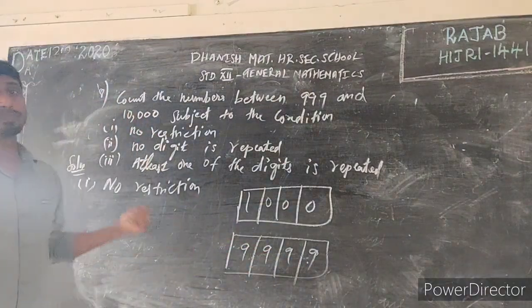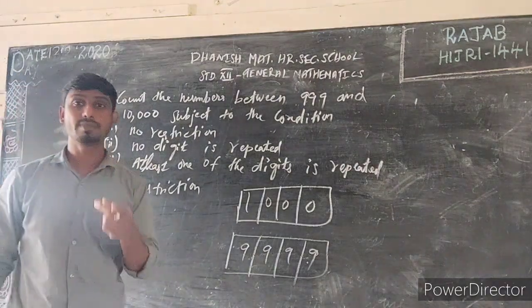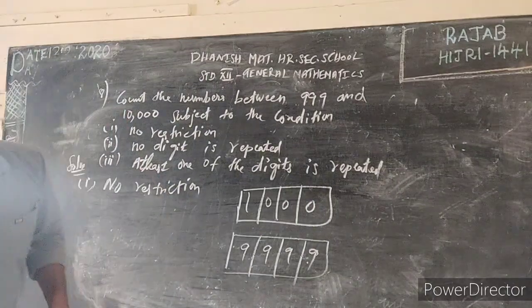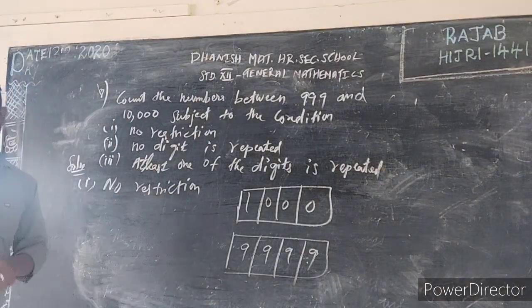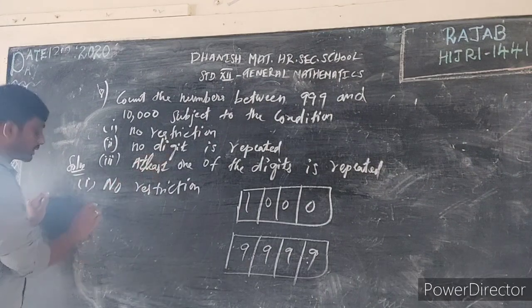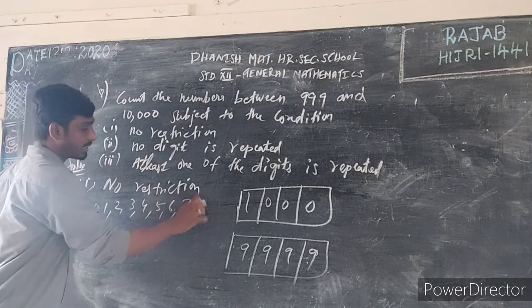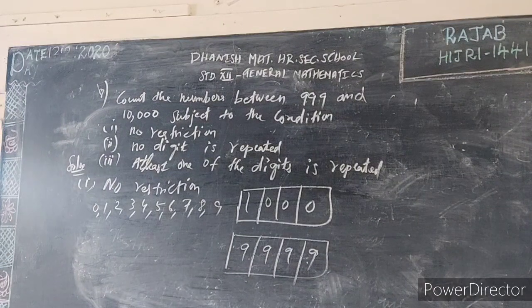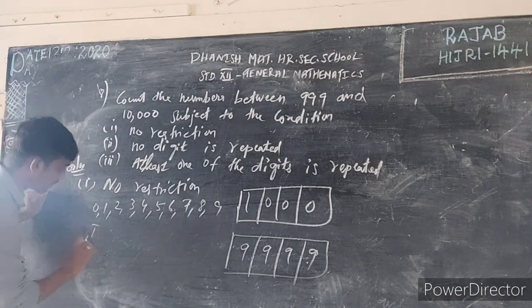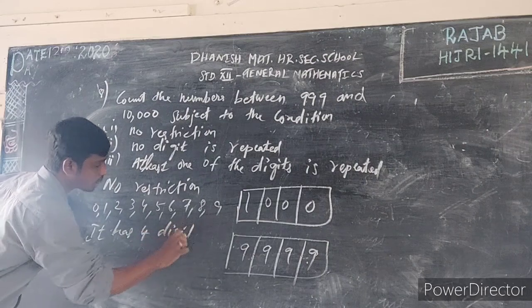Now we are going to find out the method here. They have given no restriction. No restriction means, as I already told you, repetition will be allowed here. So let me solve this one. How many digits are there? The digits are 0, 1, 2, 3, 4, 5, 6, 7, 8, 9. We need numbers between 999 and 10,000. It has 4 digits.